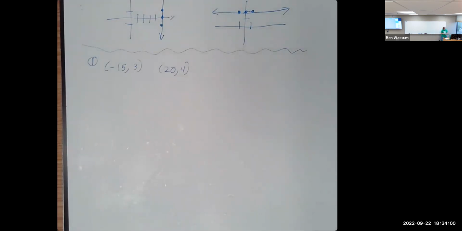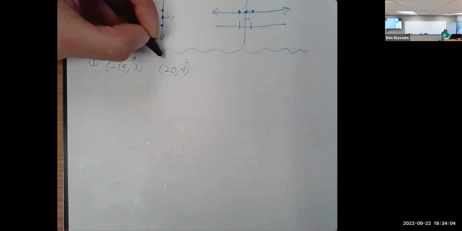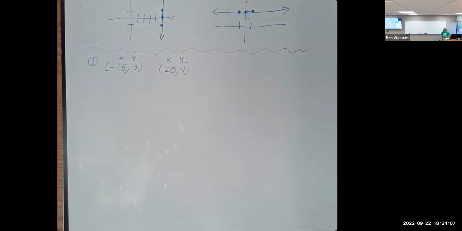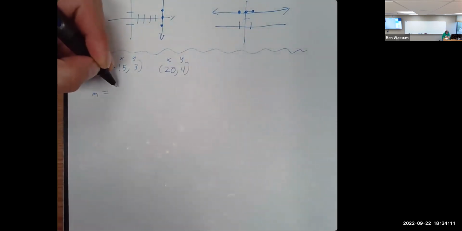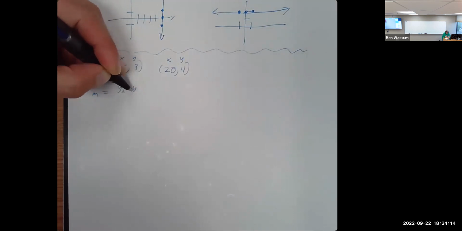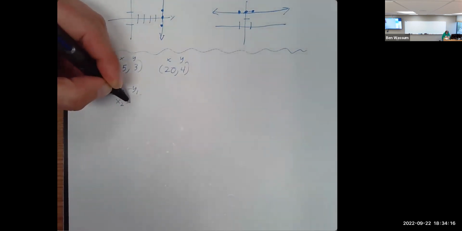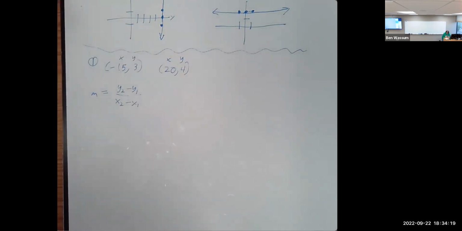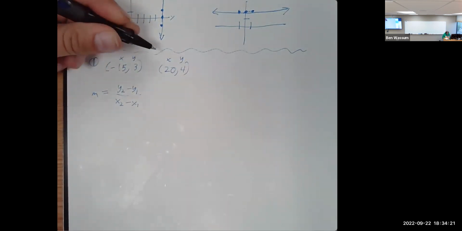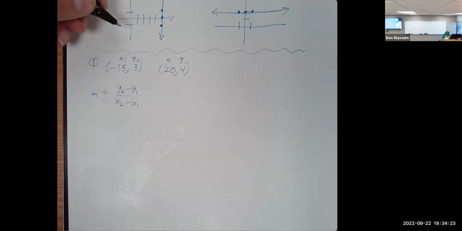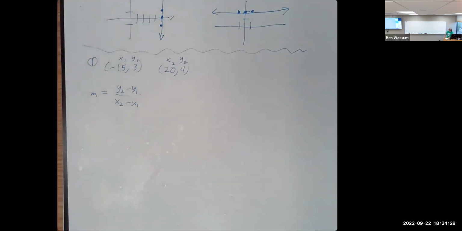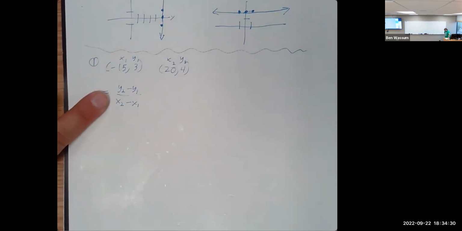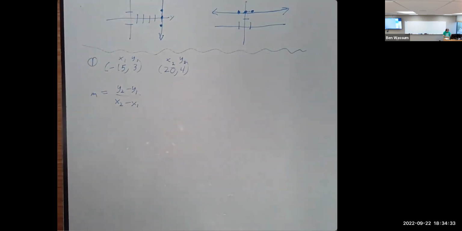All right, so we know that each of these are in the form x, y. So if our formula looks like so, it might be a good idea to label some of these points. Say that's point one, that's point two. And now we have our variables in the exact same setup as our formula.